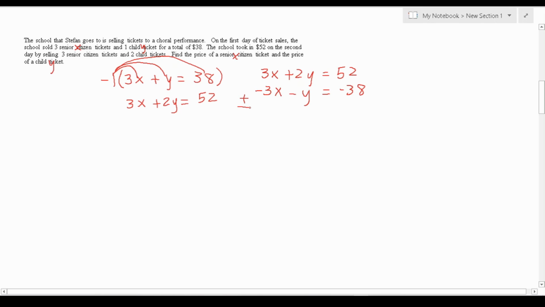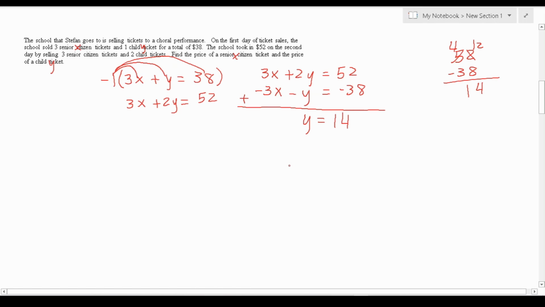Now let's add these two equations together. As we can see, 3x minus 3x is 0. 2y minus y is just y. And 52 minus 38, in case we can't do that in our head, let's work it out the old-fashioned way here. 2 minus 8 we can't do. We have to borrow. This becomes 4. This becomes 12. 8, 9, 10, 11, 12. 12 minus 8 is 4. 4 minus 3 is 1. So we can see that y, which refers to the price of a child ticket, is $14.